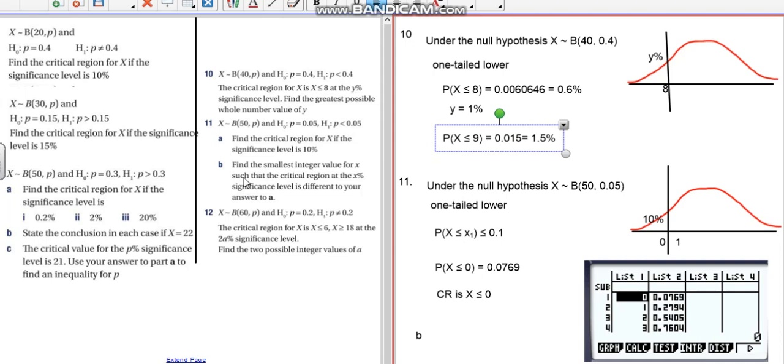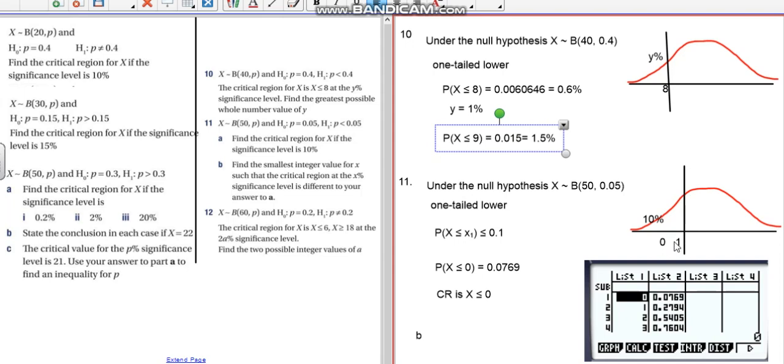Okay. Part B, find the smallest integer value for x such that the critical region at the x% significance level is different to your answer to A. Okay, so in A, we said the critical region was 0. So for us to change that, we want the critical value to be different. So the only thing it could be is 1. So I need to put 1 in the critical region.